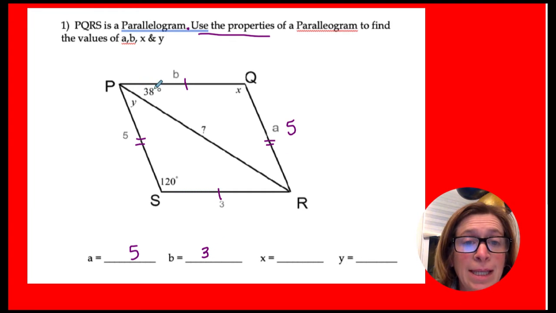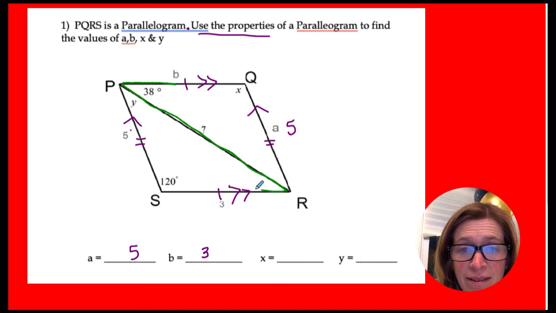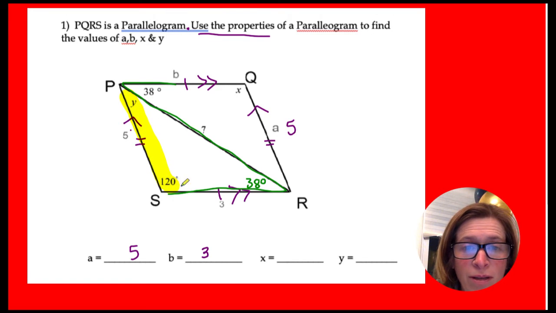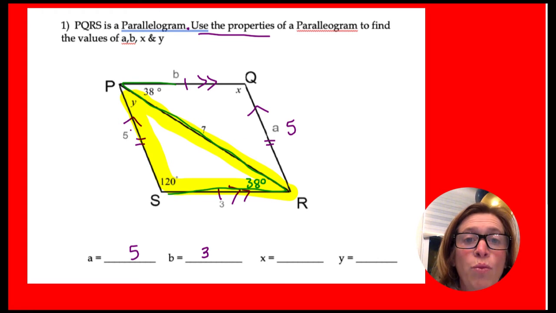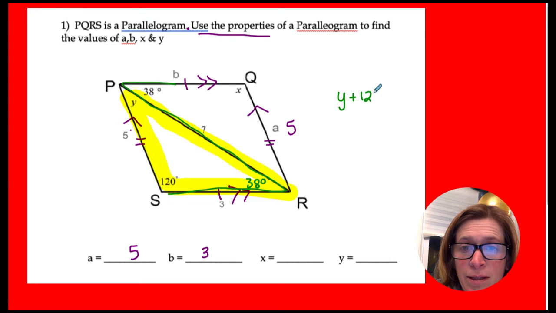All right, I see this 38-degree angle and I see this Y. Well, the definition of a parallelogram is that opposite sides are also parallel. That's the most basic definition. That helps me see that I have a Z, giving me that this has to be 38 degrees. So then I can use what I know about a triangle. Here's a triangle. So then Y plus 120 plus 38 has to equal 180.